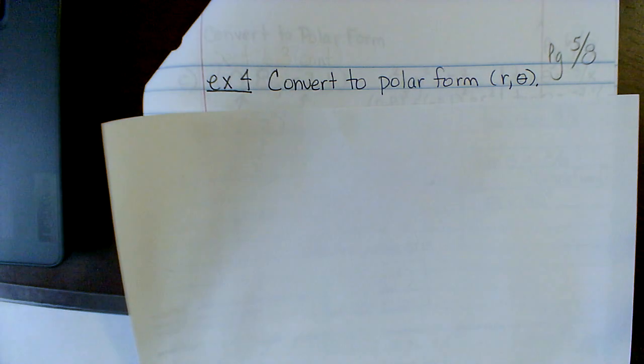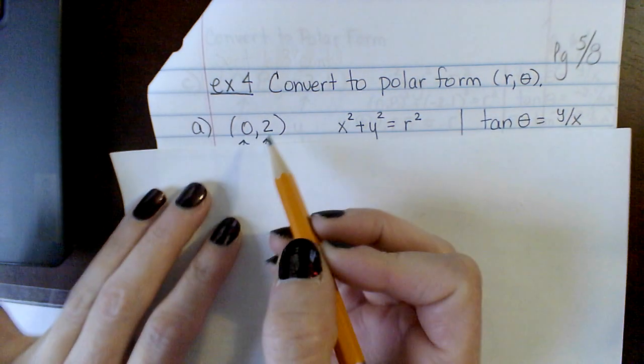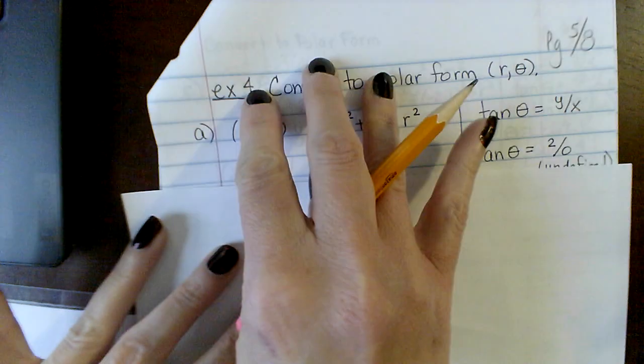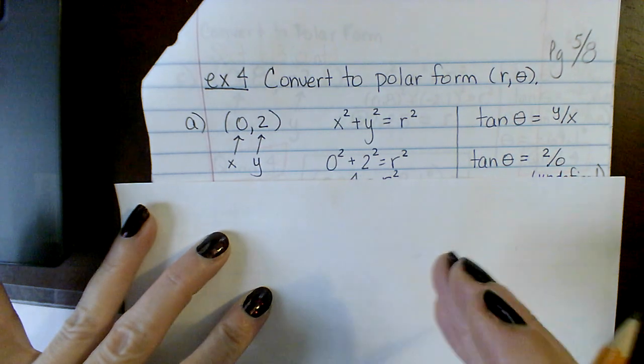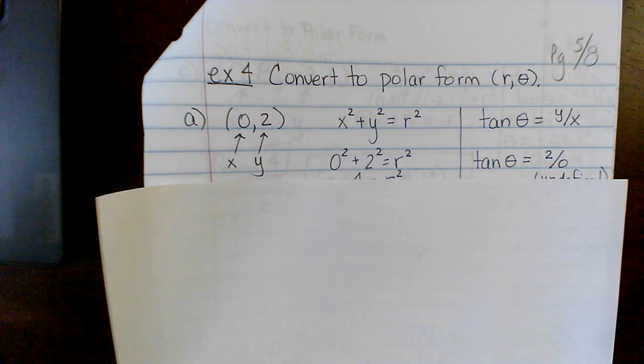All right, so this is the continuation of section 10.3. So we're going to be converting to polar form, being that r comma theta. That means that the point we're given here, 0, 2, that we're going to convert is x and y. So we're going to use our formulas that convert between polar and rectangular form.